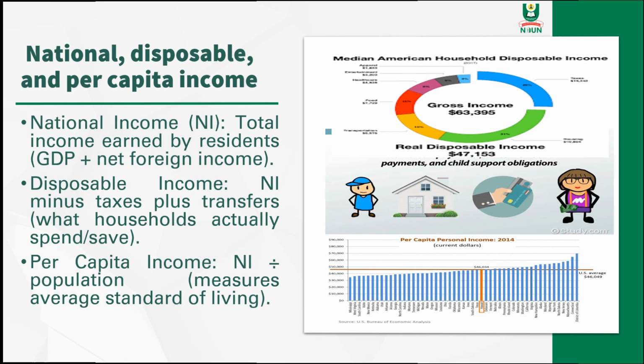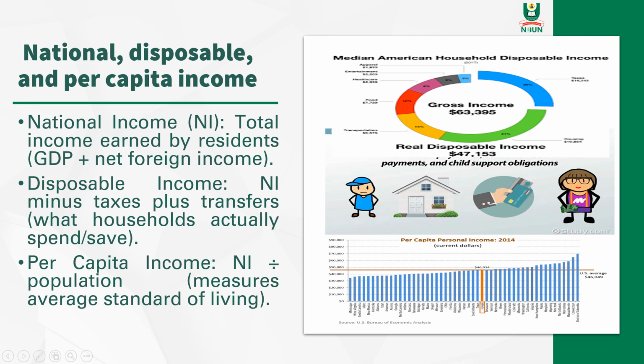Now, let's quickly look at some other concepts under national income accounting. We have national income, which is the total income earned by residents, GDP plus net foreign income. We also have disposable income, which is national income minus taxes plus transfers, what households actually spend or save. We have per capita income, which is the national income divided by the population of a country, and it measures the average standard of living of a country.